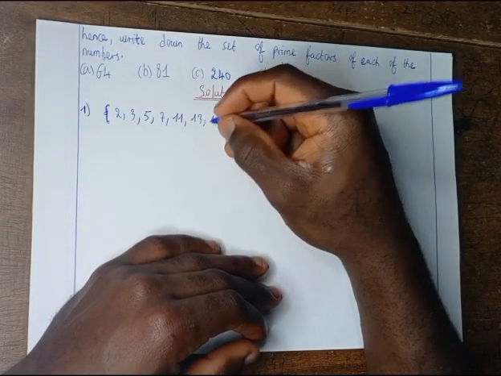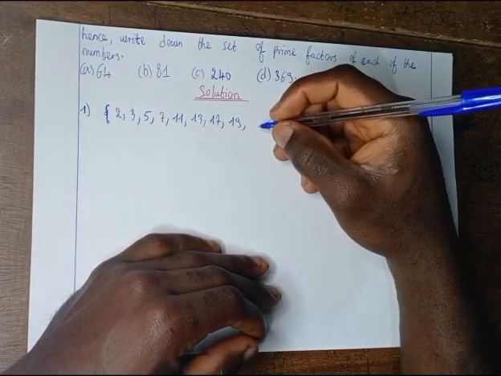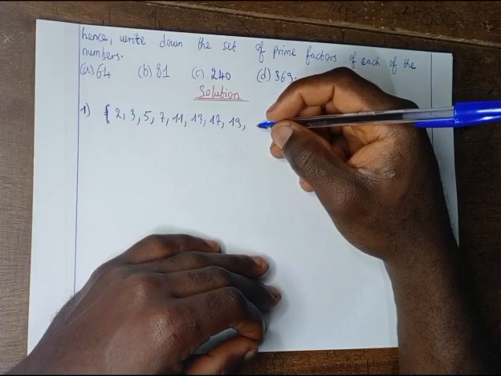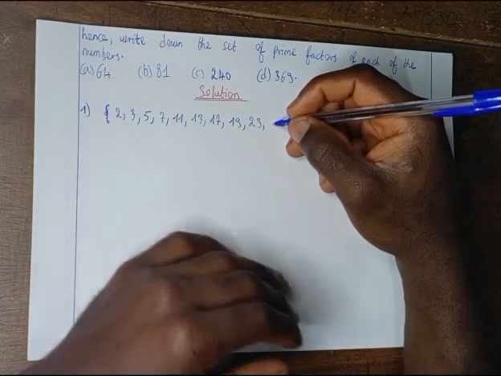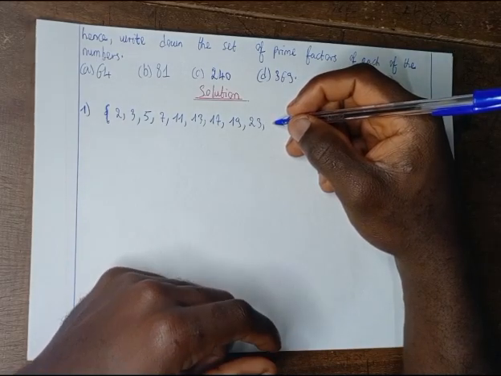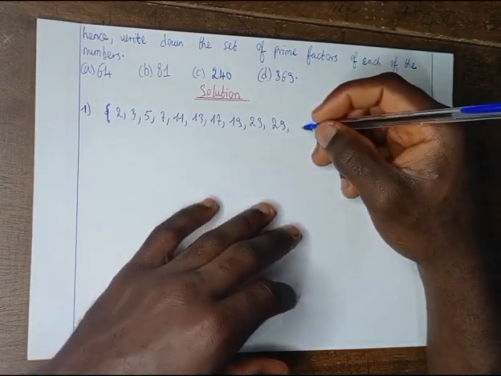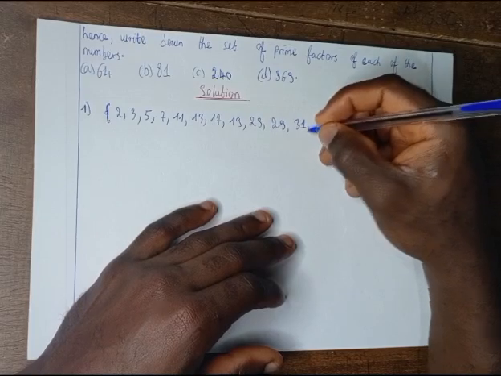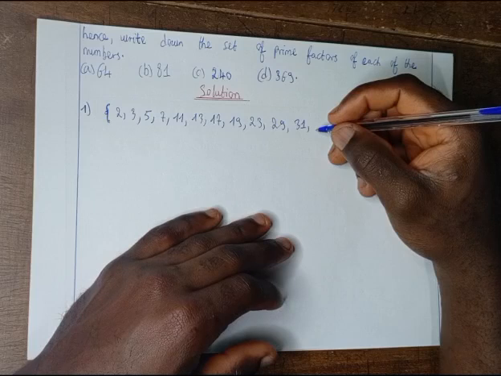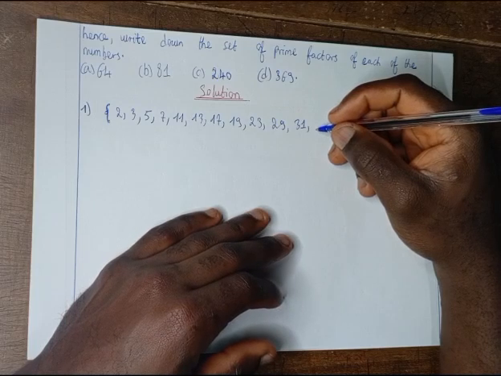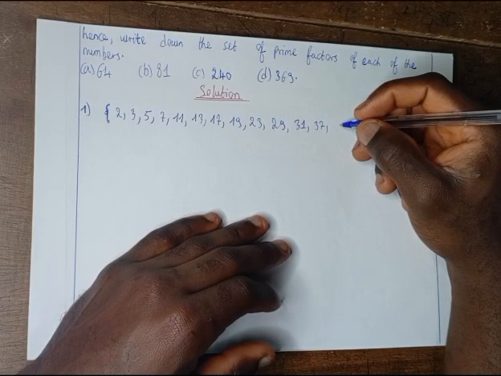16 is not. 17 is a prime number. 18 is not. 19 is a prime number. 20 is not. 21 is not. 22 is not. 23 is a prime number. 24 is not. 25 is not. 26 is not. 27 is not. 28 is not. 29 is a prime number. 30 is not. 31 is a prime number. 32 is not. 33 is not. 34 is not. 35 is not. 36 is not. 37 is a prime number. 38 is not. 39 is not.